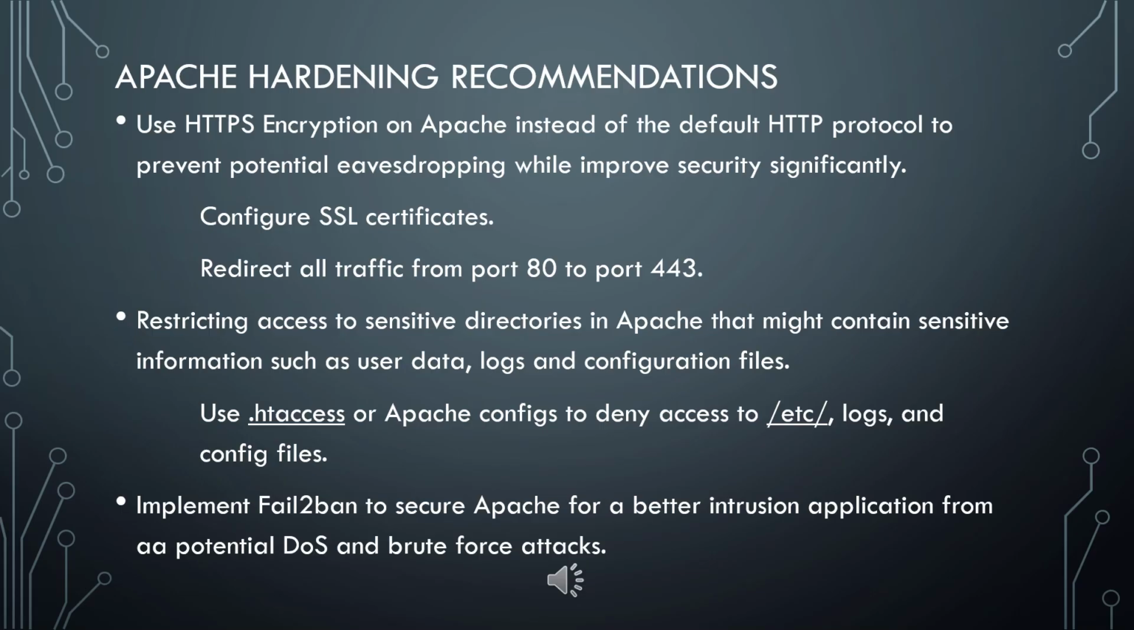And finally, we can strengthen Apache further by using Fail2ban. This tool monitors server logs for suspicious behavior such as repeated failed login attempts and then automatically bans those IP addresses. It is an effective way to reduce brute force and denial of service attack risk. Together, these steps provide stronger encryption, tighter access control, and proactive intrusion prevention.